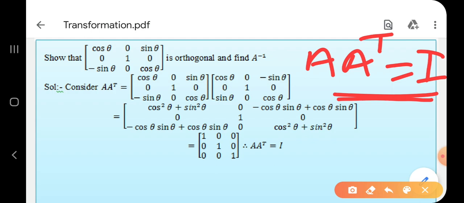So do it. [cos theta 0 sin theta; 0 1 0; -sin theta 0 cos theta] into, make the row a column and the column a row. This row, write it as a column. So here cos theta 0 sin theta, we write cos theta 0 sin theta.